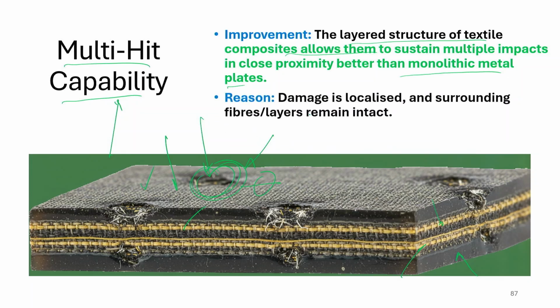So, the damage is localized here, and in case of metal, there may be crack formation or ceramic crack formation. Here only the damage is localized and the surrounding fiber layers remain intact, that is the advantage. If there is any damage at all, it will be localized. So, that is the advantage of the composite material.